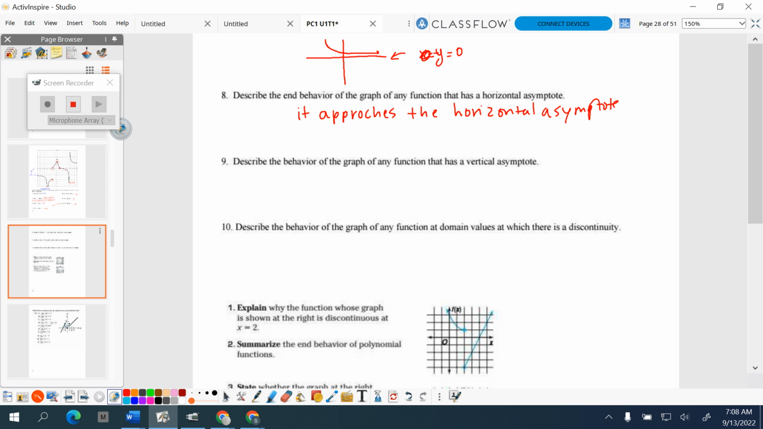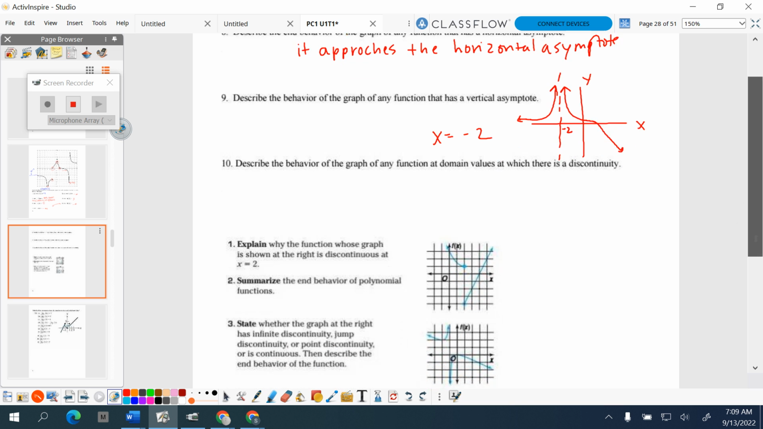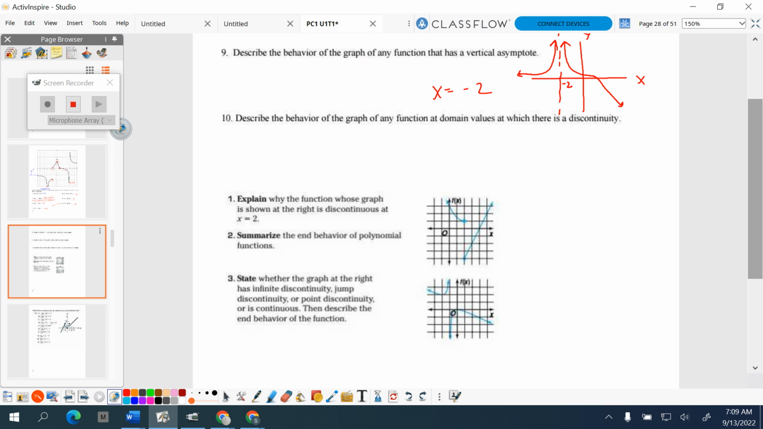Similarly, with the vertical asymptote, it looks like this. Here's my x-axis. Here's my y-axis. Here's a curve, just some curve, and it's approaching whatever this x value is right here. So we'll say it's negative 2. So it's approaching x equals negative 2. These are graphically proper ways of looking at this. Why is the function discontinuous at 2? So this is 2 because there is a jump discontinuity.